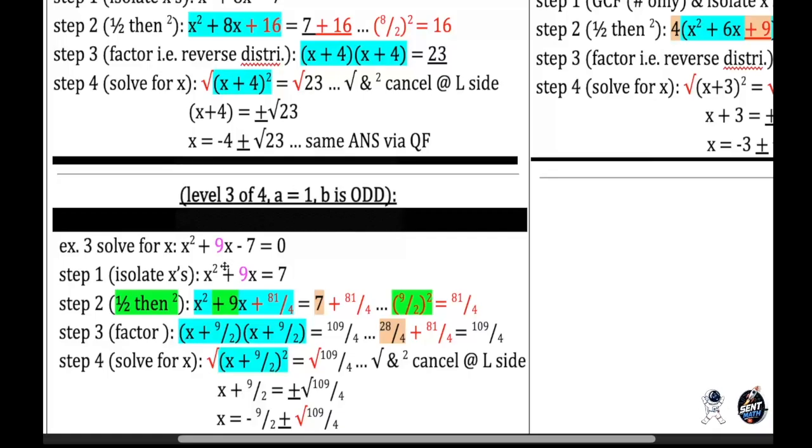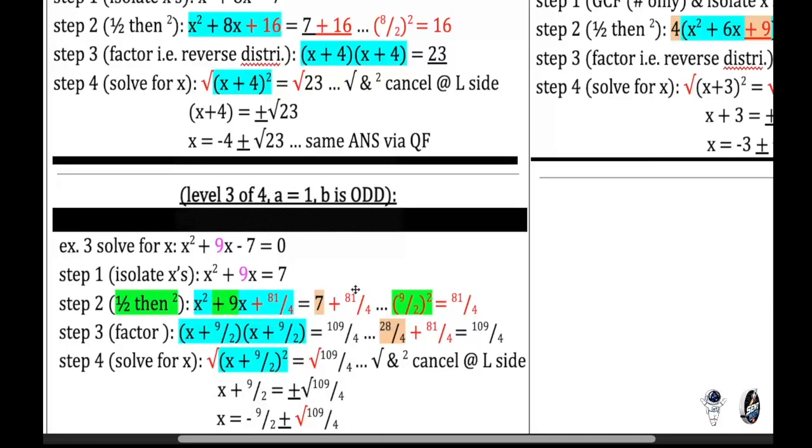And here we have an odd number for your b value, which is the coefficient right before the x to the power invisible 1. So we start off the same way by adding 7 to both sides. Afterwards, we take that b value, multiply it by half, we get 9 over 2, square it, which means you square top and bottom, and you get 81 over 4, which is what you add here. Once you add on the left side, you got to add on the right.